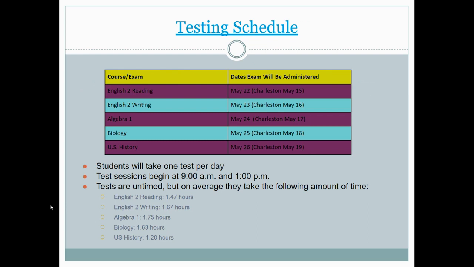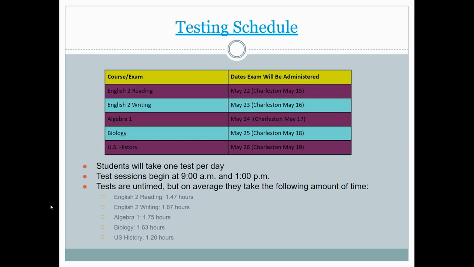Here's our testing schedule. 9 of our 10 test sites will be testing May 22nd to 26th, but Charleston will be testing the week prior, that being May 15th through 19th. Again, students take one test per day. If a student is absent on their assigned test date, they can make up that missed test later in the week, but they can't take more than 2 tests in one given day. They also cannot take the test early.